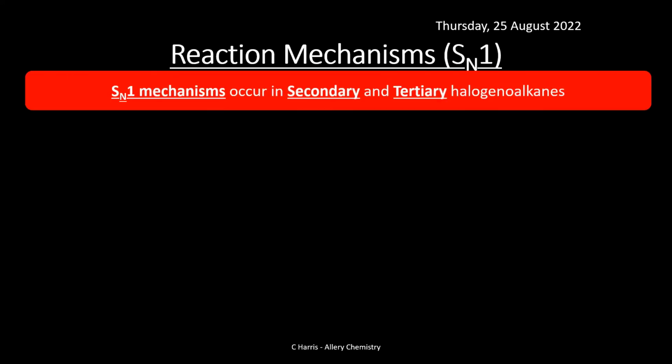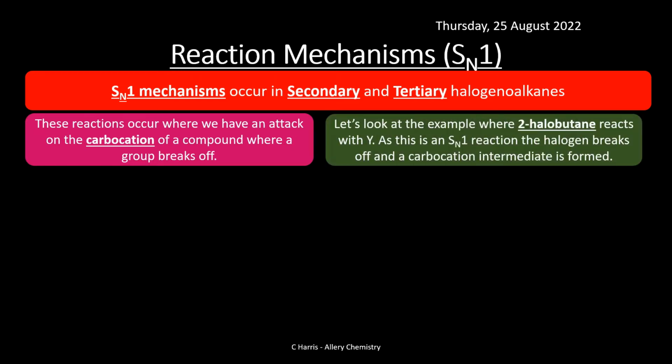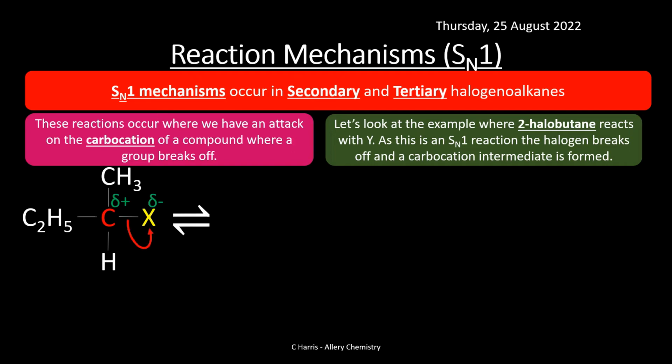Okay, so let's look at some reaction mechanisms. SN1 mechanisms occur in secondary and tertiary halogenoalkanes. These reactions occur when we have an attack on the carbocation of a compound where a group breaks off completely. We're going to look at an example here of an SN1 reaction where you've got 2-halobutane. There could be any halogen on here, and it reacts with Y. As this is an SN1 reaction, the halogen breaks off and a carbocation intermediate is formed in this reaction here.